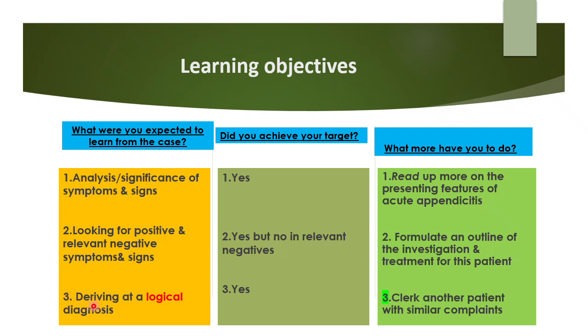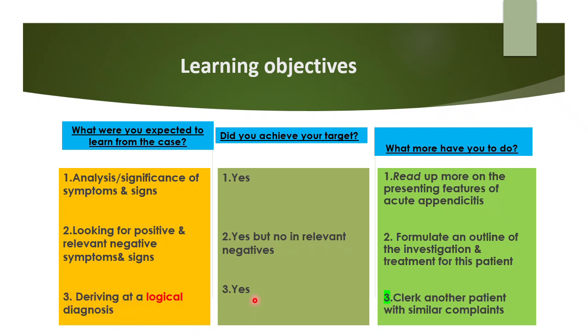Thirdly, deriving a logical diagnosis. Answer is yes. We have come to a logical diagnosis of acute appendicitis. Now in this patient, what more have you got to do? There are three things we must do. Number one, read up more on the presenting features of acute appendicitis. Number two, formulate an outline of the investigation and treatment for this patient. And finally, clerk another patient with similar complaints, so as to study or to know the various types of presentation of a simple case of acute appendicitis.